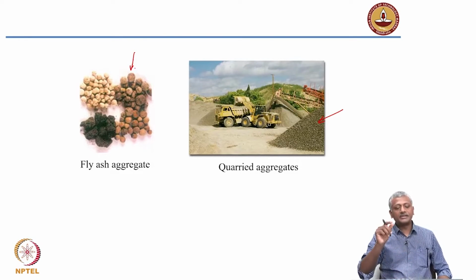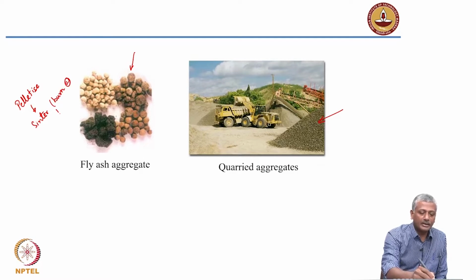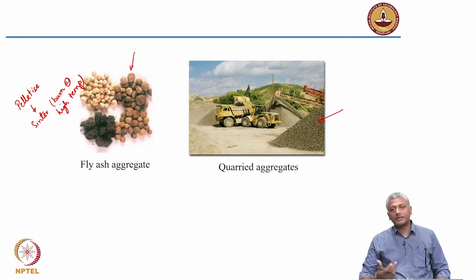You can see how rounded it is. That is because the particles have been made to pelletize. So, you basically have to pelletize the particles, make them into small pellets, okay, and then sinter. That means burn at high temperature. And that fuses the particles more or less like how it fuses the silica and alumina in a brick, right. Same ceramic bond formation takes place, and then you get sintered fly ash aggregate, which is a good lightweight aggregate.